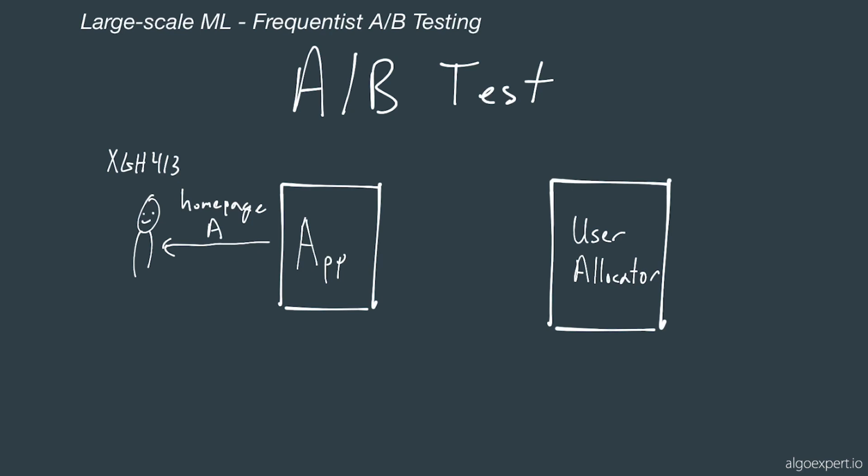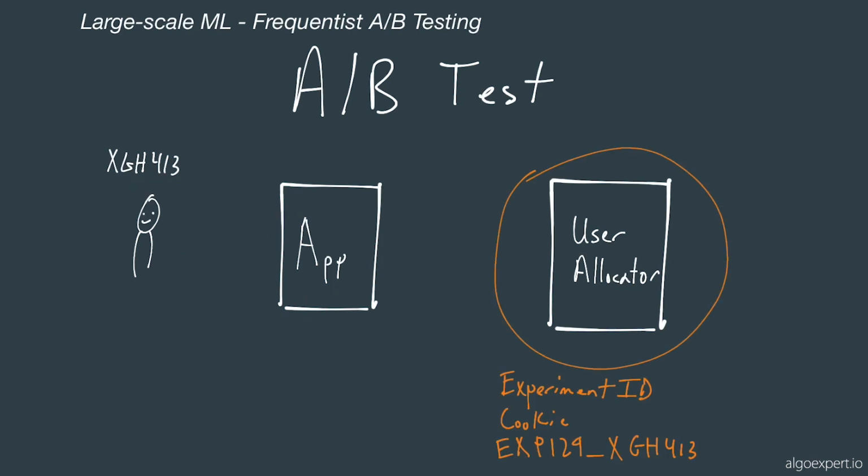Now, for some improved efficiencies, we can cache what users are in which groups, and also the user allocator may want to manage several experiments at a single time. This means that it'll often require an experiment ID as well as the cookie. The experiment ID will represent a specific experiment to which this user is assigned. That means this user could be a part of many experiments at one time.